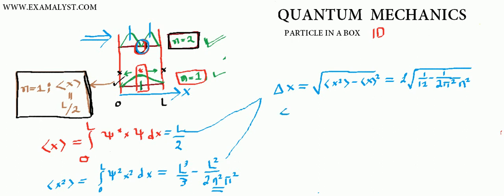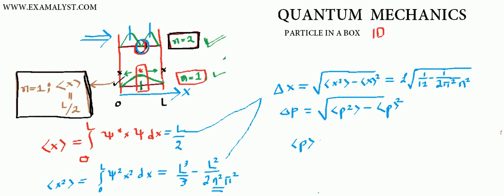Similarly, you can find the uncertainty in momentum. So what is the uncertainty in momentum? You need to first find the expectation value of momentum square, and then find the expectation value of momentum and square it, and then subtract both the terms. Now what is the expectation value of p?